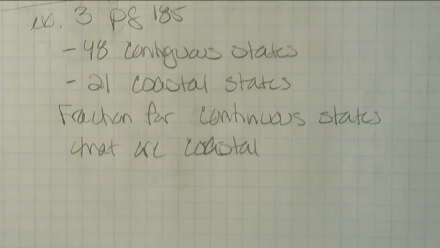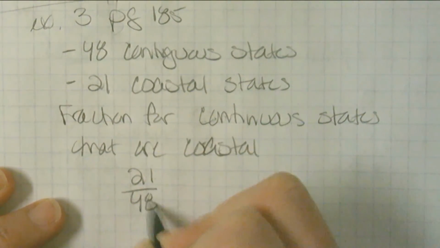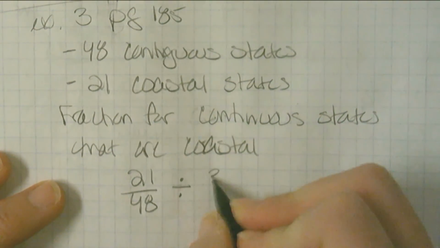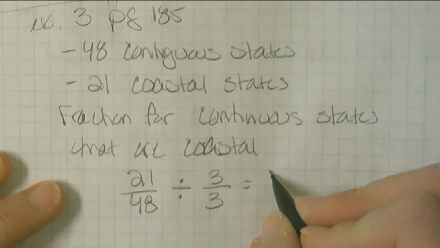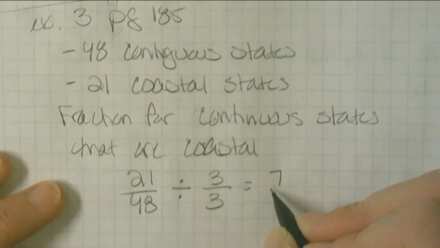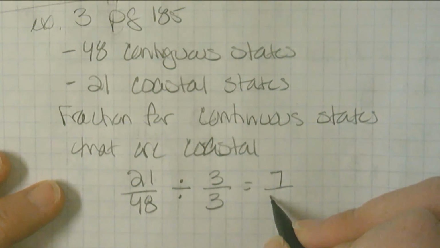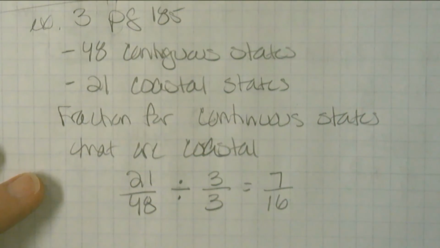So tell me what your fraction is, sweetie. 21 over 48. What common factor do 21 and 48 have? So 3. So divide out 3 over 3. And what do you end up getting? 21 divided by 3 is? 7. 48 divided by 3 is 16. Is that simplified? Yes. So there we go.